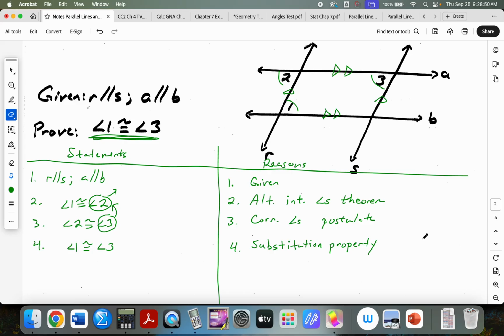Now, why are other geometry teachers appalled that I would let you do this? Well, because technically speaking, the substitution property can only be used for things that are equal. So if you want to get super technical about it, you have to change this to the measure of angle 1 equals the measure of angle 2, and the measure of angle 2 equals the measure of angle 3. Both of those are true by the definition of congruent angles. And then you substitute, and then you change it back to congruent.